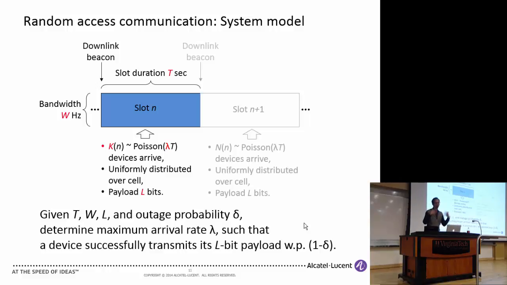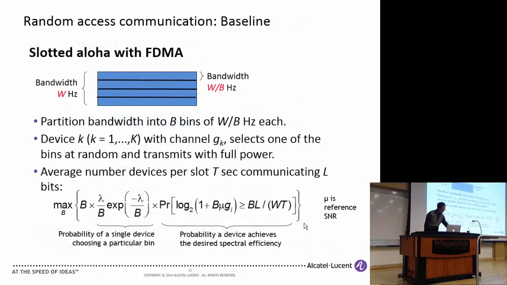Okay, so the overall problem then, given these parameters, is to design a protocol to maximize lambda, the number of devices that we can support per second. Let's talk about a conventional technique that we can use as a baseline for comparison. We want to derive the optimal technique, but let's talk about a baseline just to get familiar with what the possibilities are.